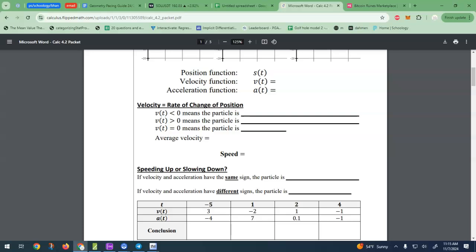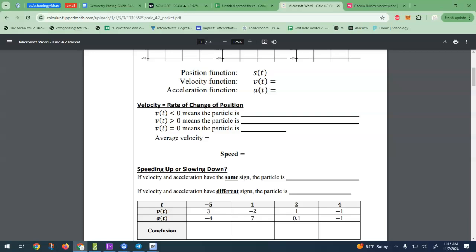Let's do speed. Speed is the absolute value of velocity. Right? That's what you're talking about. So speed always has to be positive. Velocity has a direction attached to it: positive, negative, forward, backwards.